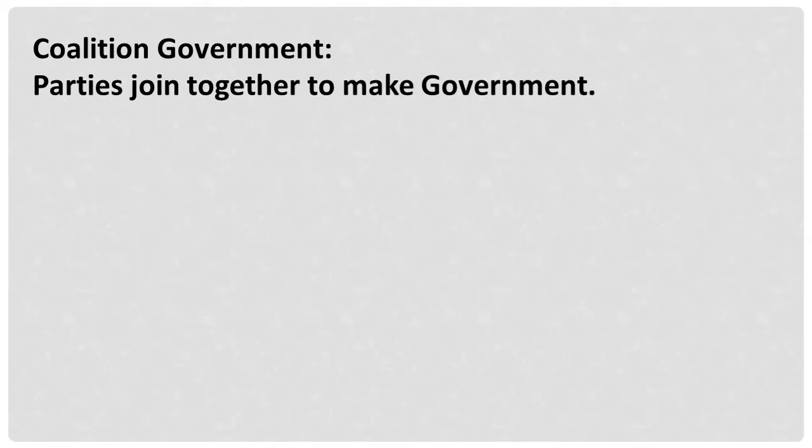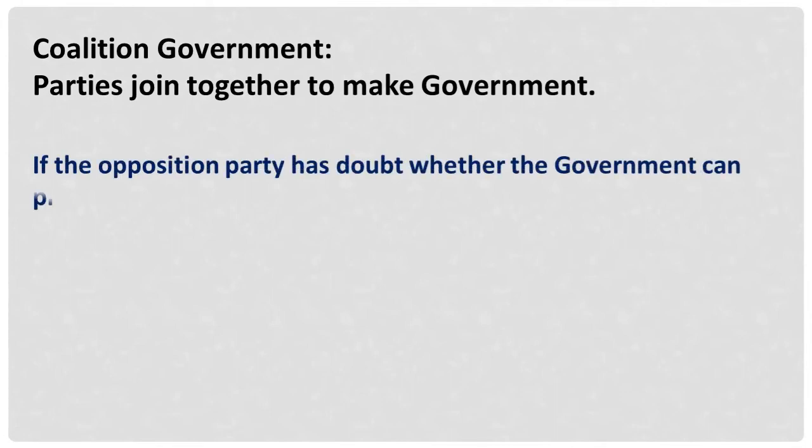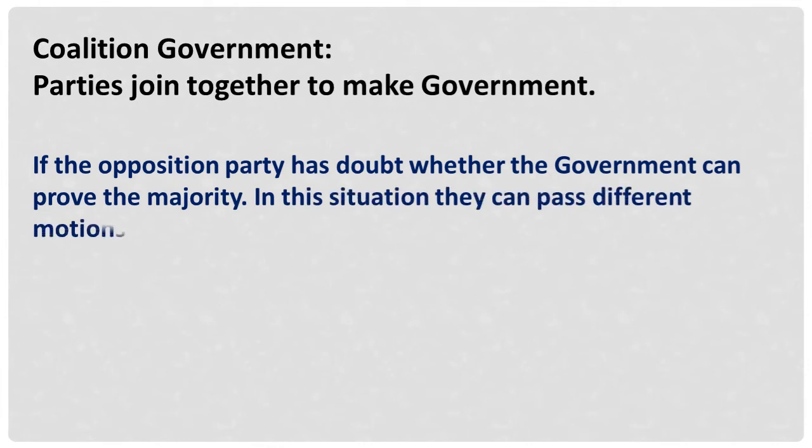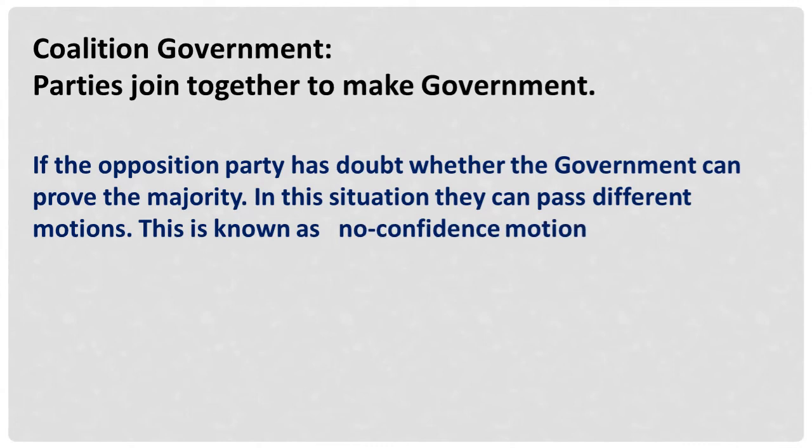So in this case, if the opposition party has doubt whether the government can prove the majority, in this situation they can pass a different motion. This is known as non-confidence motion.